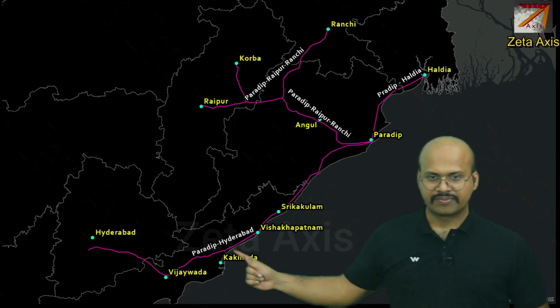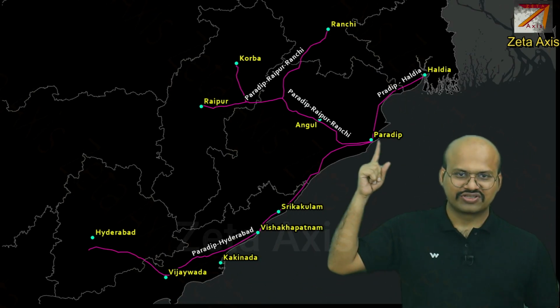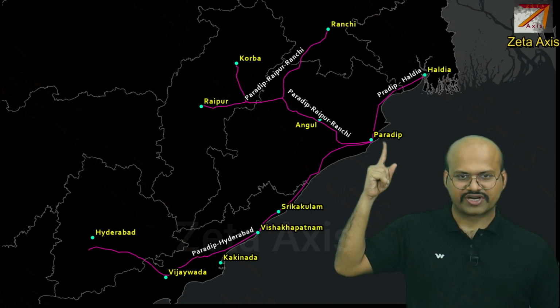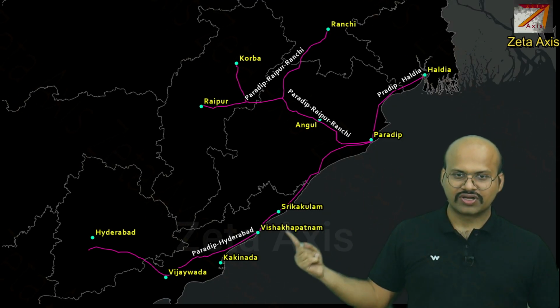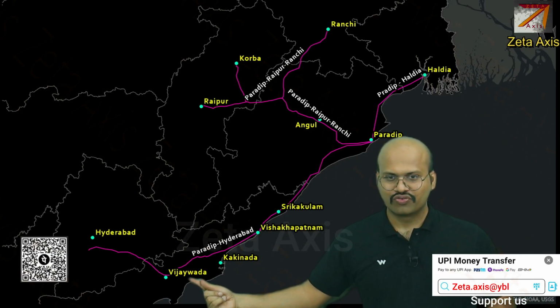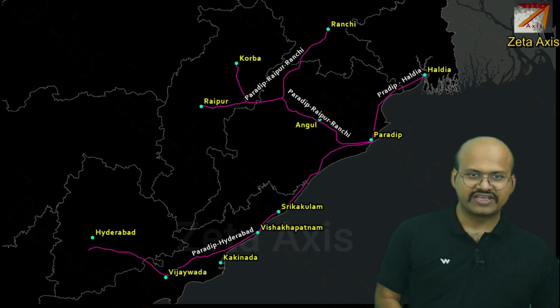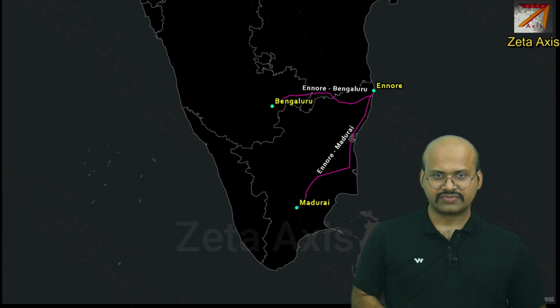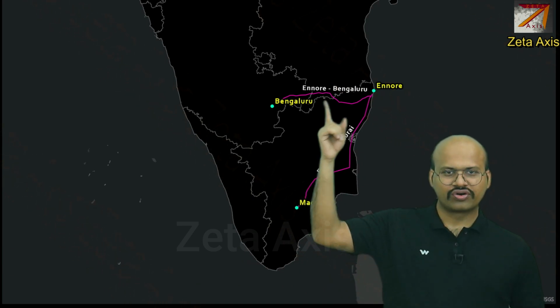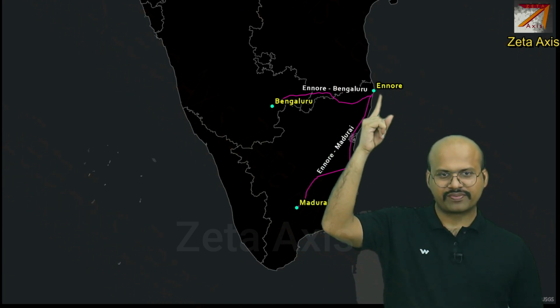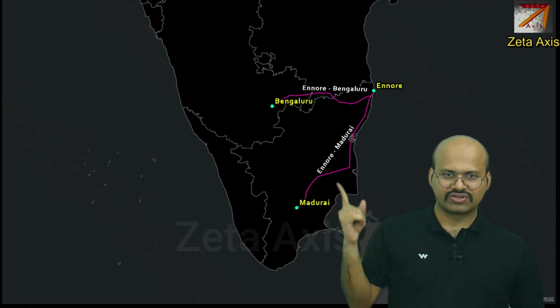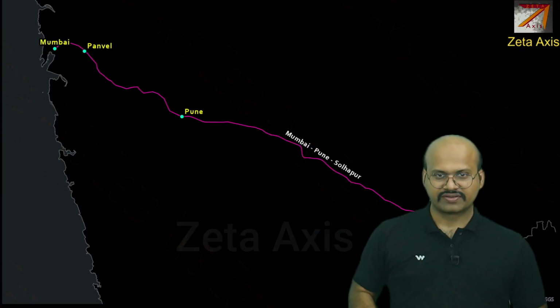Then there is a Paradeep Hyderabad pipeline. This is a very long pipeline which starts from Paradeep. It passes through Srikakulam and Visakhapatnam, goes through Vijayawada and then reaches Hyderabad. So this is also a very long pipeline. Then in southern India, we have the Ennore Bengaluru pipeline. It starts from Ennore and goes till Bengaluru. Then we have the Ennore Madurai pipeline.